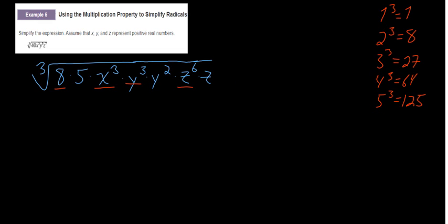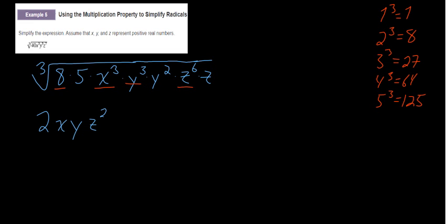Okay, so now we can just start pulling things out, right? So what is the cube root of 8? Well, that's 2, and again, I'm looking at what I'm underlining here. Okay, so what is the cube root of 8? Well, that is 2. Hang on a second. There we go. That is 2. What is the cube root of x cubed? Well, that is x. The cube root of y cubed, that is y. And the cube root of z to the 6th, well, that would be z squared.